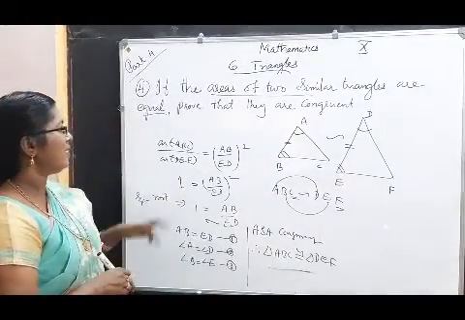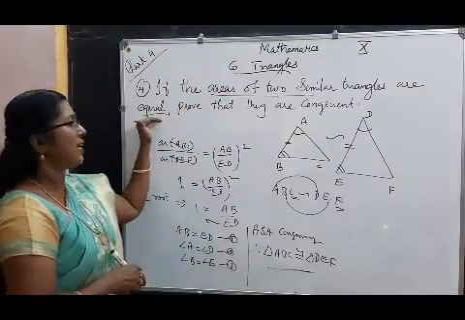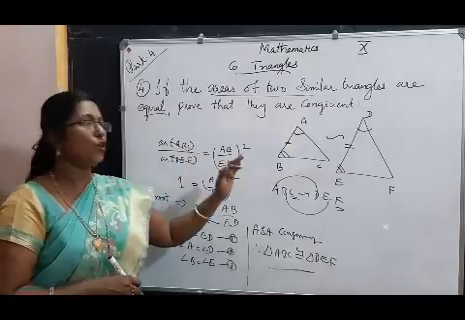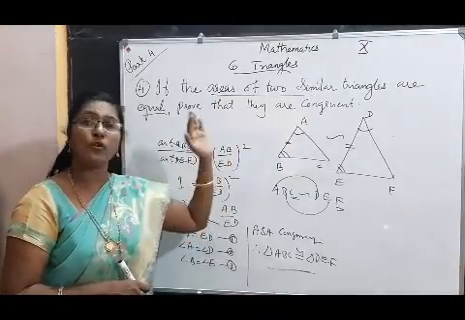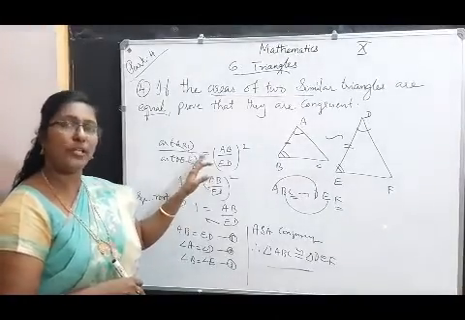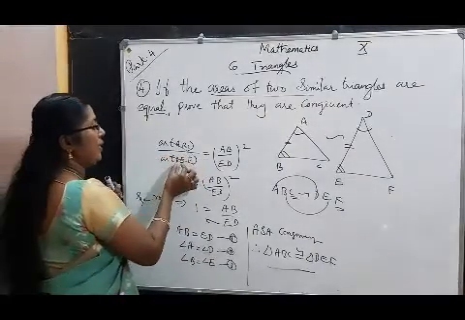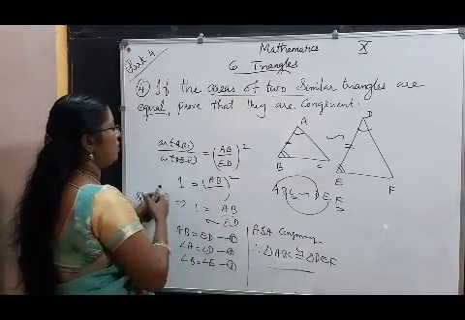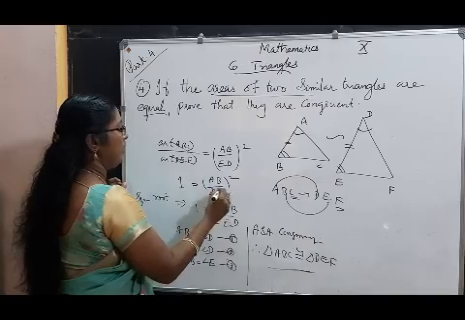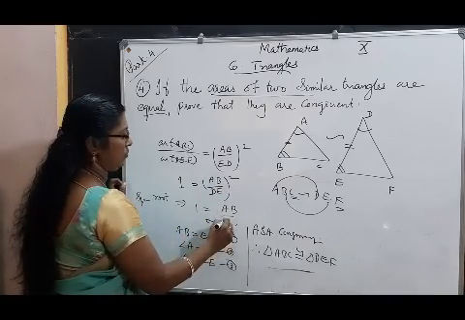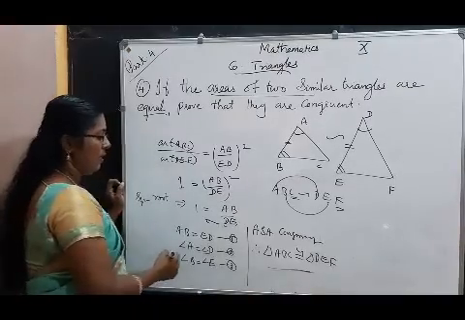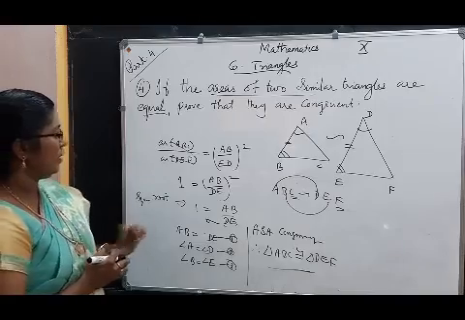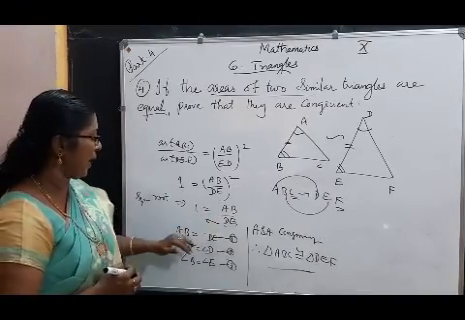Yes. Here, areas of two similar triangles are equal. If they are equal, we can cancel this as 1. The ratio of the squares of their corresponding sides is equal. So, AB and DE or ED. AB by DE. Okay, DE. DE and ED are equal. Then DE equal AB.